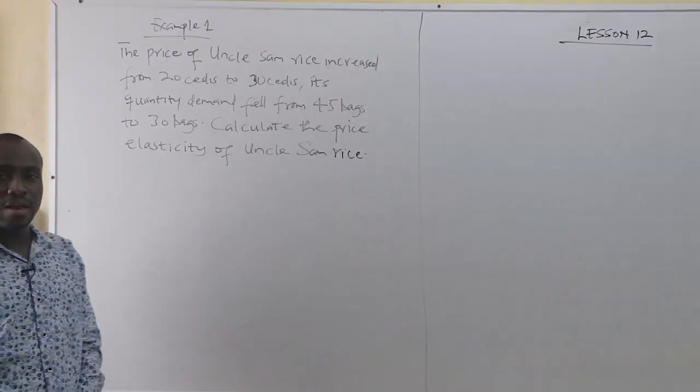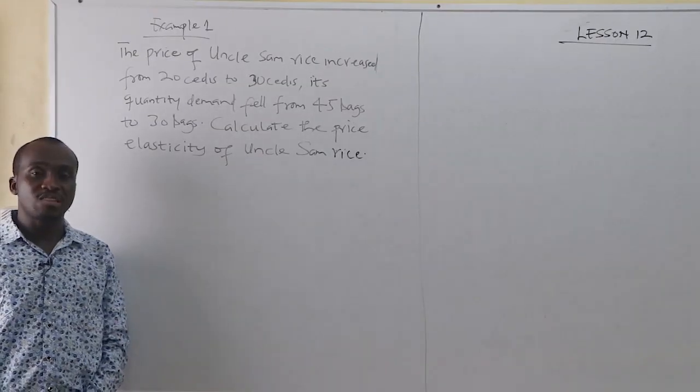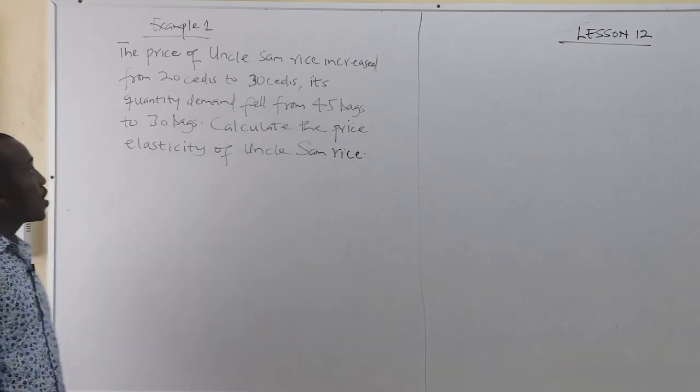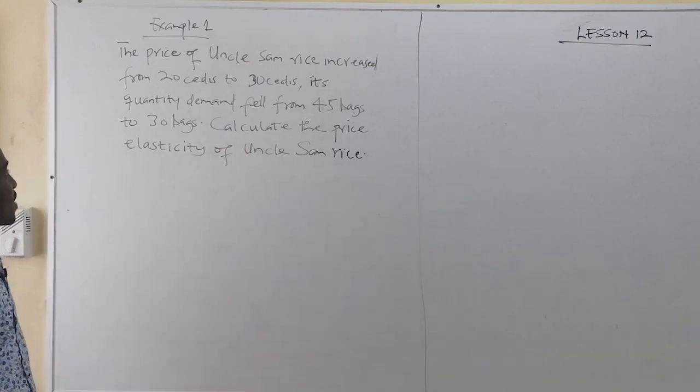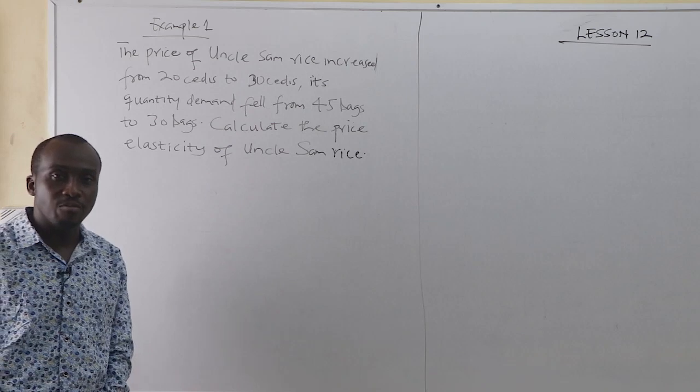So let's say you have an example here we want to use to explain what we just spoke about. The price of Uncle Sam rice increased from 20 cedis to 30 cedis. Quantity demanded fell from 45 to 30. Calculate the price elasticity of the Uncle Sam rice.